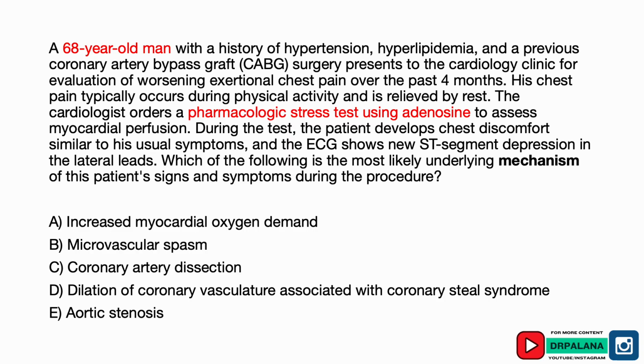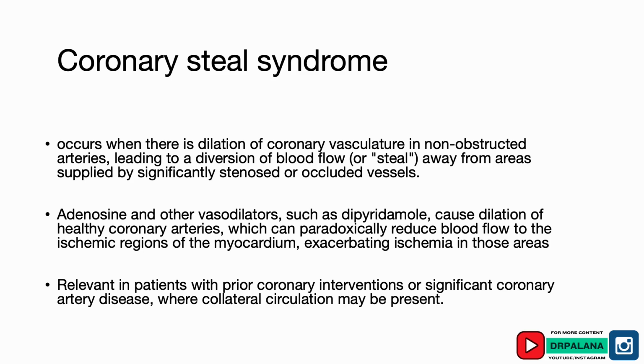This patient's symptoms and ECG changes during the adenosine stress test are indicative of coronary steal syndrome. Coronary steal syndrome occurs when there is a dilation of the coronary vasculature in non-obstructive arteries, leading to a diversion of blood flow, or steal, away from areas supplied by significantly stenosed or occluded vessels. Adenosine and other vasodilators such as dipyridamole cause dilation of healthy coronary arteries, which can paradoxically reduce blood flow to the ischemic regions of the myocardium, exacerbating ischemia in those areas.